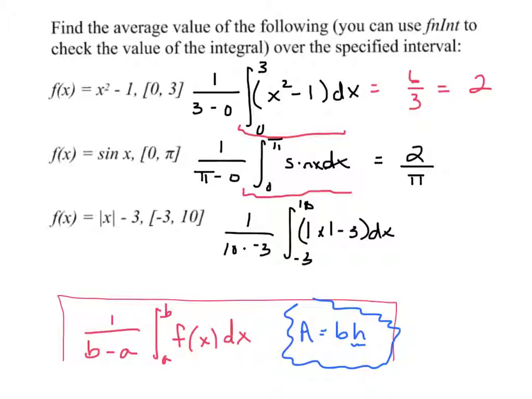So we will have to either use geometry and graph, or we could use fnInt. That area comes out to be 15.5. If we actually do it, it'd be 15.5 divided by 13. You could type that in and get a decimal answer for that.